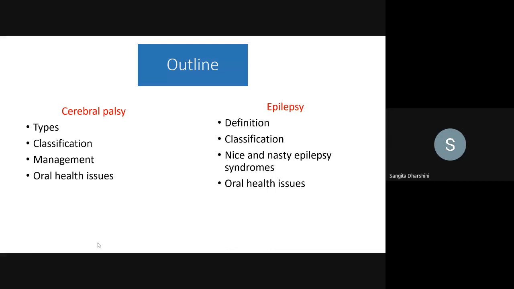So in this lecture, for cerebral palsy, I'll take you through the types of cerebral palsy, the classification we use, a bit on the management issues, and later just focusing a bit on oral health issues which we may see in cerebral palsy and why. And for epilepsy, a bit on the definition and classification. And I'll show you some nice and nasty epilepsy syndromes, and also touch a bit on the oral health issues which we see in children with epilepsy.